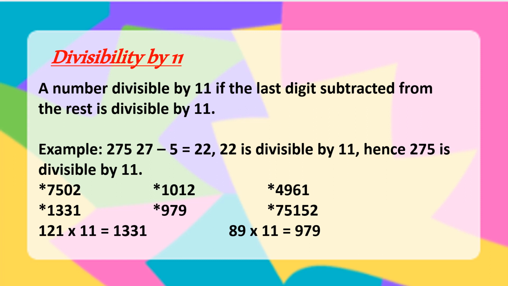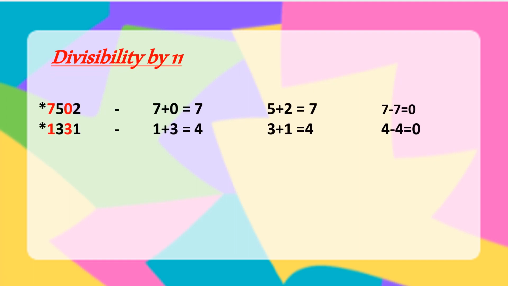1,331 is divisible by 11 and that will give you 121. 979 is also divisible by 11 and that will give you 89. 1,012 is divisible by 11 and that will give you 92. 4,961 is divisible by 11 and that will give you 451.